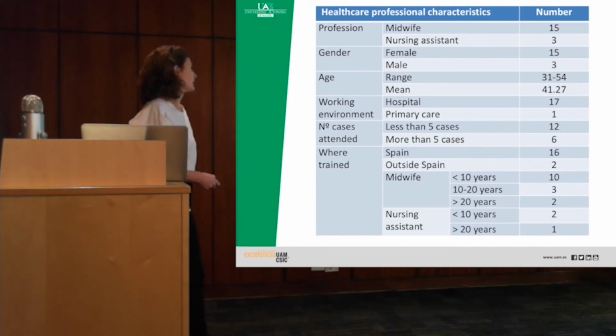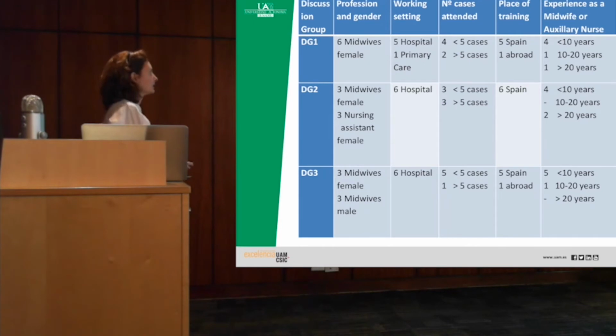So these were the three discussion groups, and the first one was a discussion group of female midwives only, 6 female midwives. The second one was with female midwives and female nursing assistants, and the third one was a mixed group of female and male midwives, 3 and 3, okay? And here are the working setting, the number of cases they attended, the place of training, and the experience of midwives or nurse assistants.